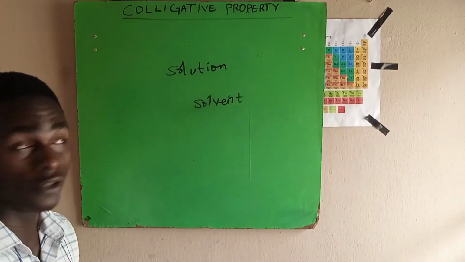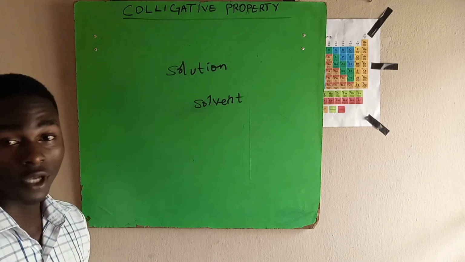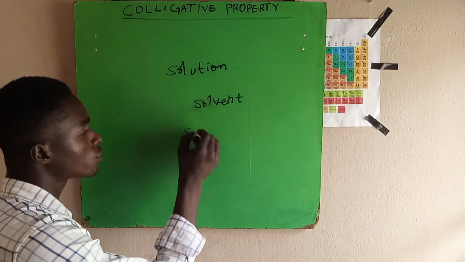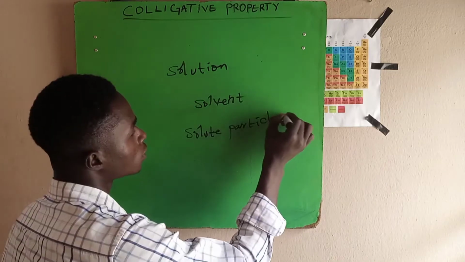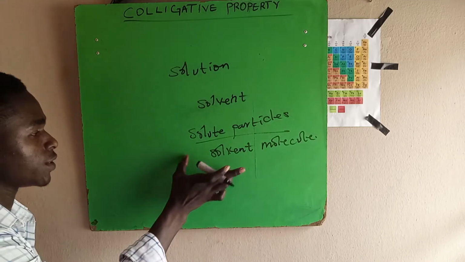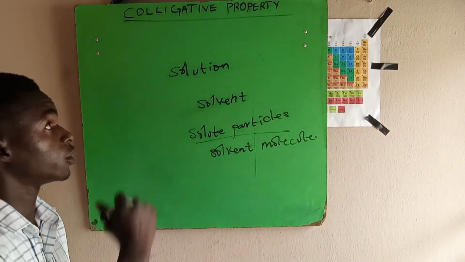In simple terms, if you are asked to define colligative property, we say colligative property is a property of a solution that depends on the solute particles and the solvent molecules. This has to be in ratio. So this is the simple definition you can give for colligative properties.